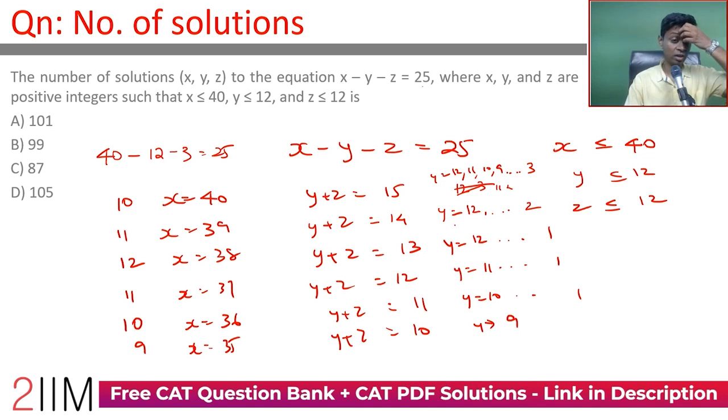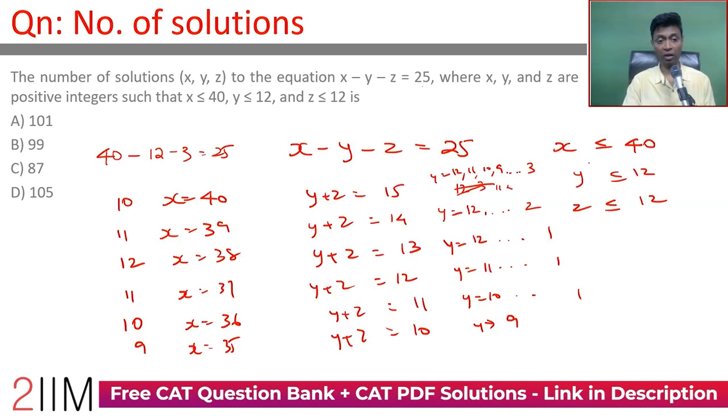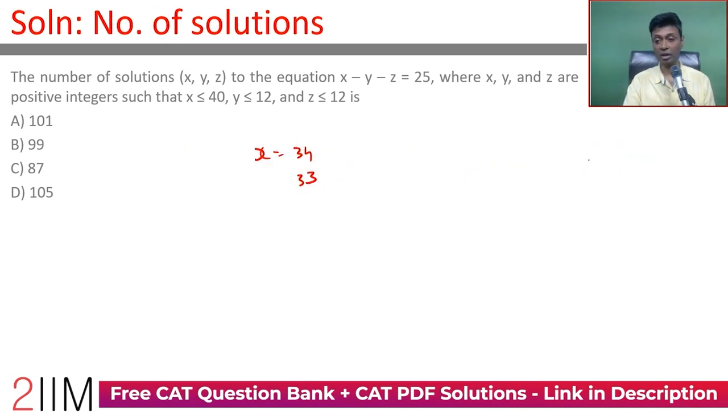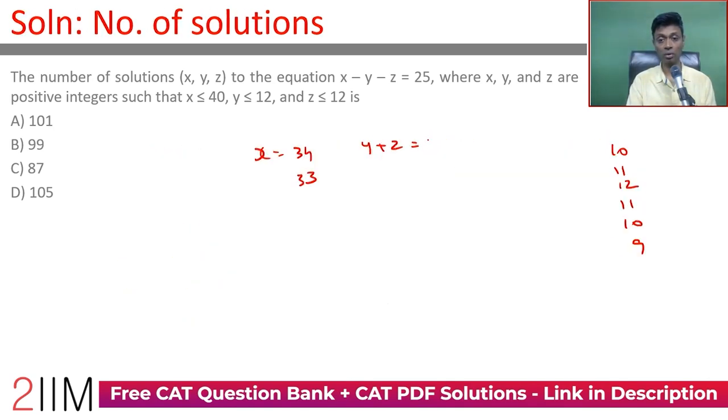And I'm going to go to the next slide. What we have here is the number of values that can be taken. We've done till x equal to 35. I'm going to go to x equal to 34, 33, but the values we have here, 10, 11, 12, 11, 10, 9, 10, 11, 12, 11, 10, 9. x equals 34, y plus z should be equal to 9. y can start from 8.